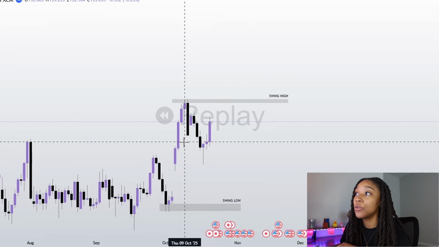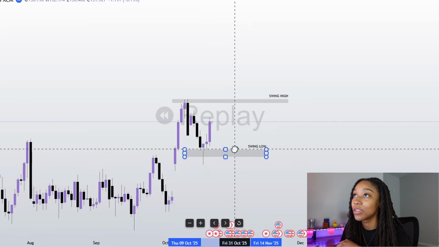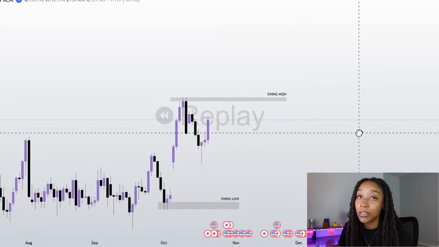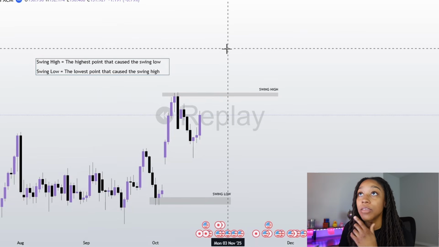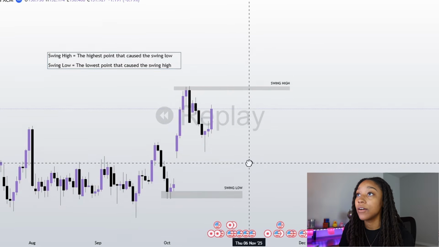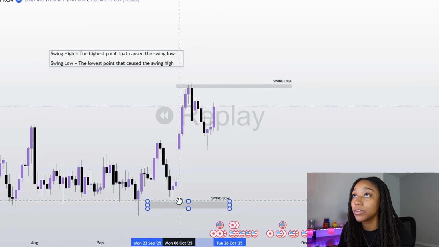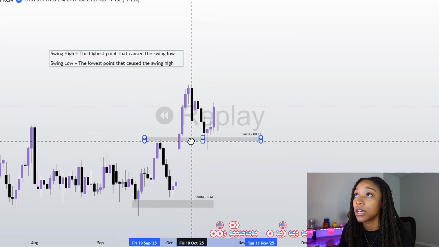So if you wanted to say that this was a swing low, we know that this can't be a swing low. And why is that? Well, let's bring back out our definition of what is a swing high and what is a swing low. Okay, so we got a definition and we see that a swing low is the lowest point that causes a swing high. So if I look back in time at price, right? Previously, this was the low and this was the previous high.